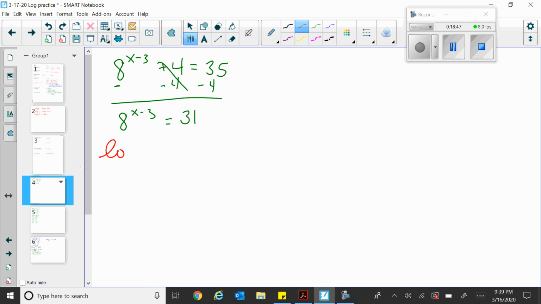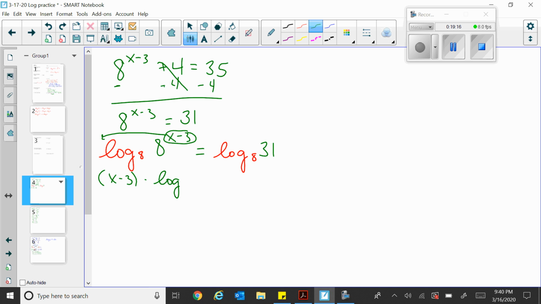I'm going to write log base 8 of 8 to the x minus 3 power equals log base 8 of 31. So we're going to do the exponent rule that says we take the x minus 3 and throw it in front. So I've got x minus 3 times log base 8 of 8 equals log base 8 of 31, which you can type in your calculator. So math, alpha math in the calculator, log base 8 of 31, and I got 1.651.